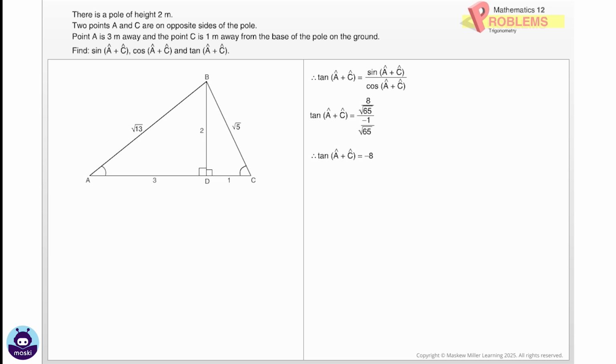Thus, we have calculated the values of sine of angle A plus angle C, cos of angle A plus angle C, and tan of angle A plus angle C.